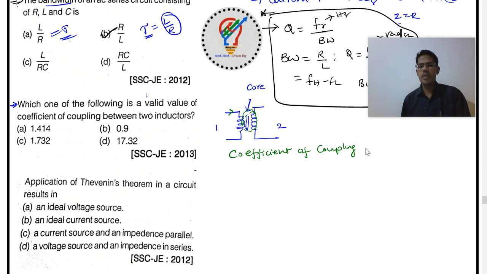So the coefficient of coupling will tell us how tightly these two coils are coupled together. Now K is given by the formula M divided by the square root of L1 and L2, where L1 is the inductance of the primary winding, L2 is the inductance of the secondary winding, and M is the mutual coupling between these two. The actual value of K is between 0 and 1.